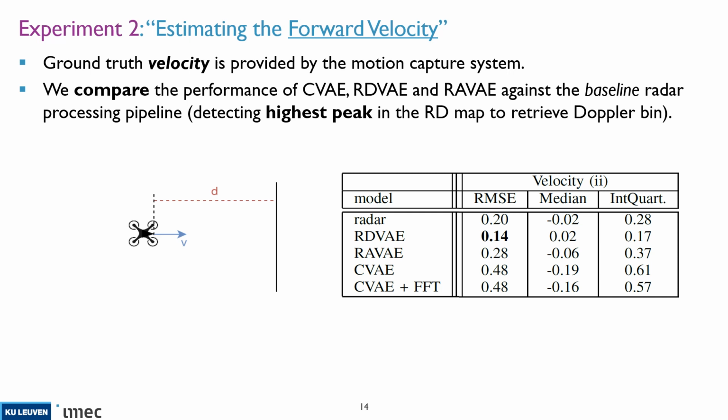In our second experiment, we now estimate the velocity of the drone from the radar data of scenario 2. Ground truth velocity is again provided by the motion capture system, and we report the error performance of the velocity regression in the table shown below. In this case, the RD-VAE model is also the best performer as expected, since it directly acts on Doppler processed data.